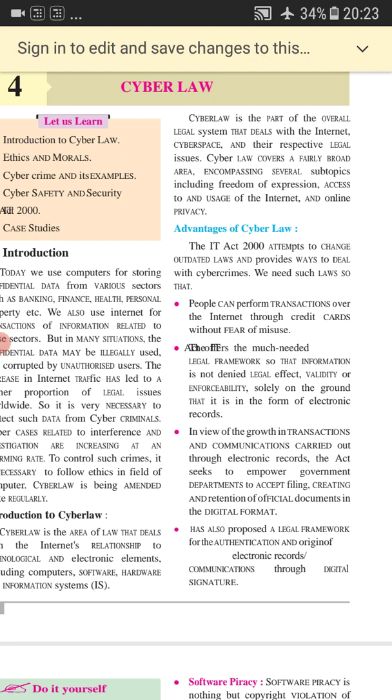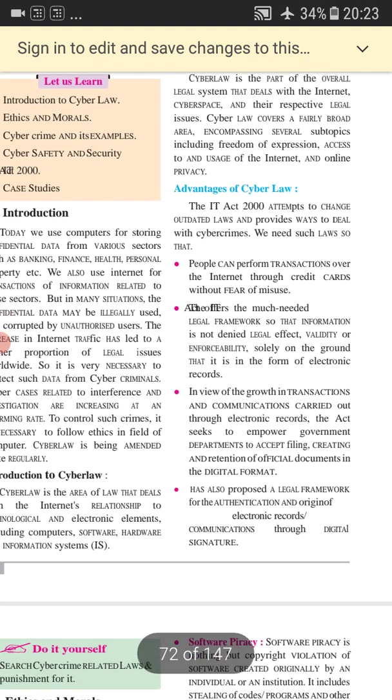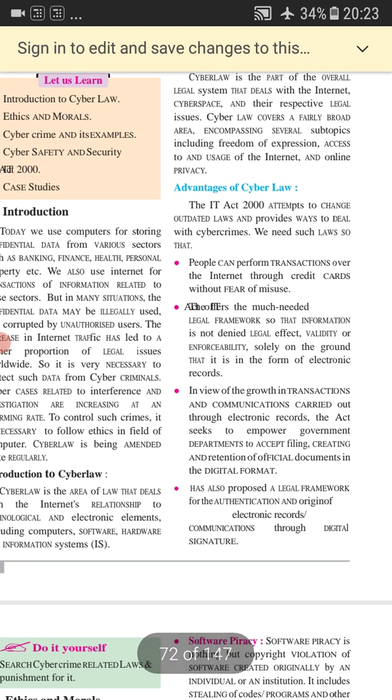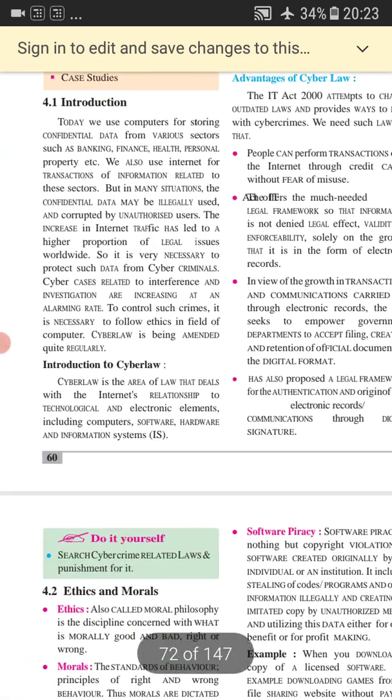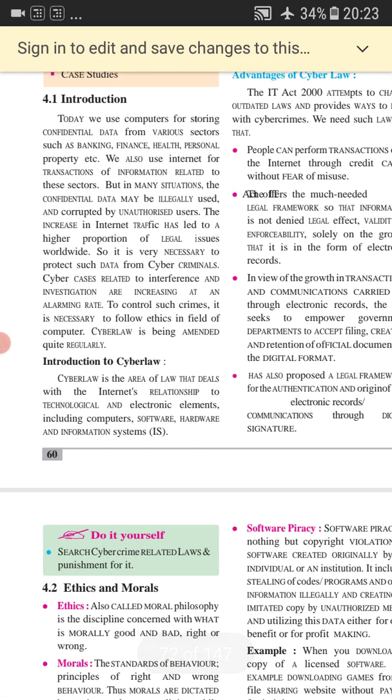They also proposed a legal framework for the authentication and the origin of electronic records, that is by making use of digital signatures. So if you are performing a very important transaction, making an important payment, or sending important mails, you can make use of a digital signature for verification. So this is the advantage.